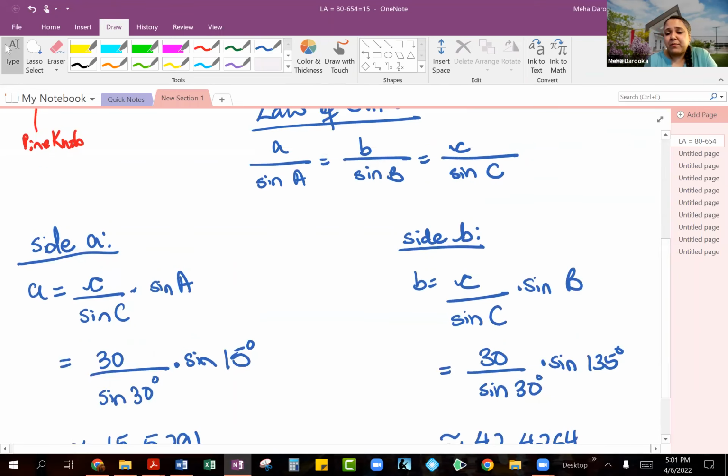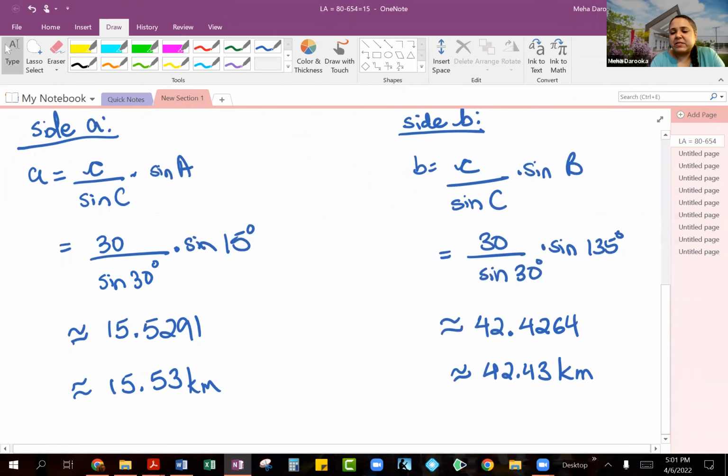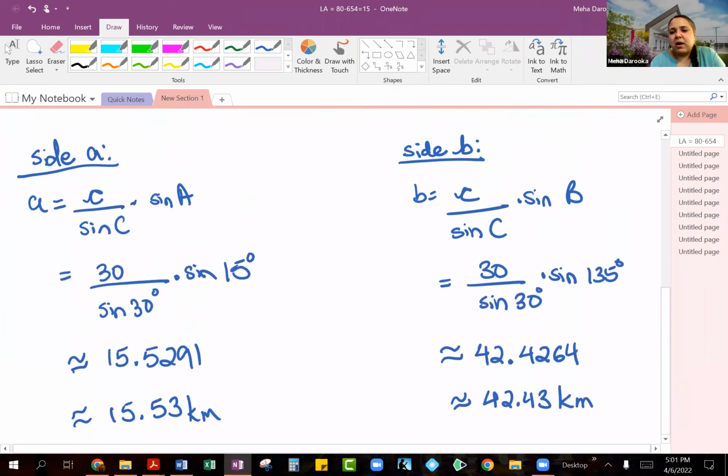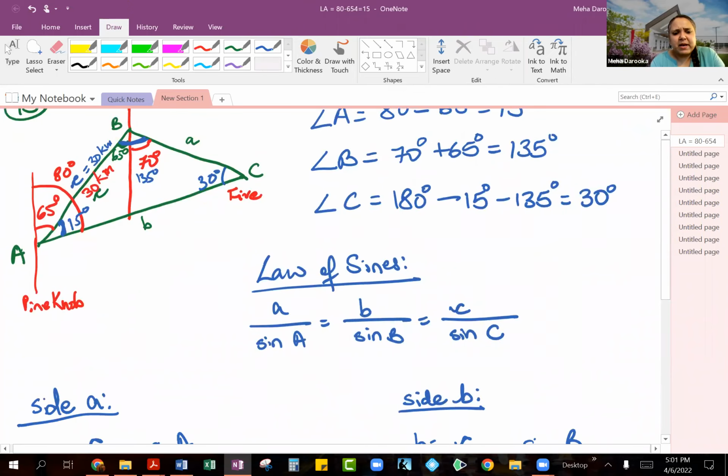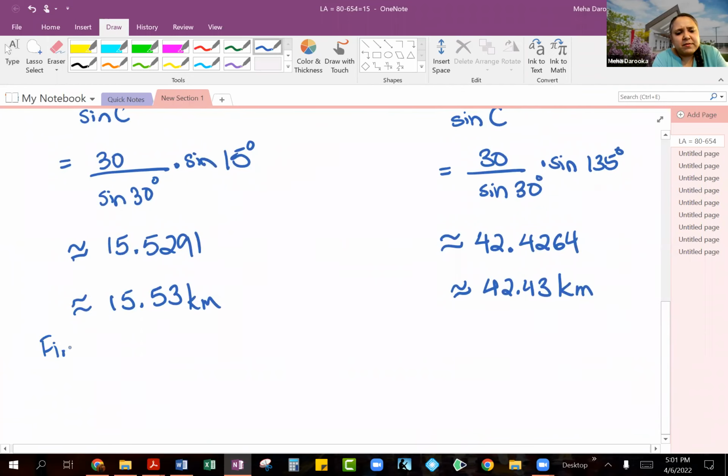So again, two things you got to be careful about is, first of all, make sure your calculator is in the right mode. So since our angles are all in degrees here, make sure your calculator is in the degree mode. And then, with the given information, as you can see, we had to do a little bit of preliminary calculation before we were ready to jump into law of sines and find our distances from the fire to each of those towers. So this is the distance from the fire to Pine Knob. And this was the distance from the fire to the cold station.